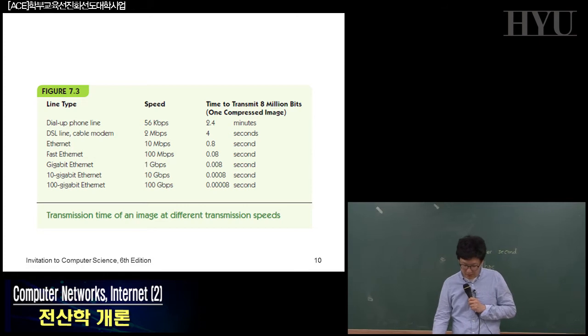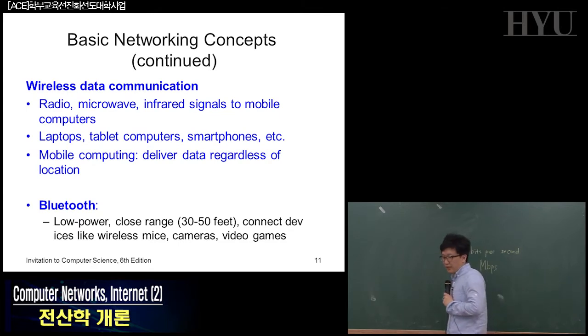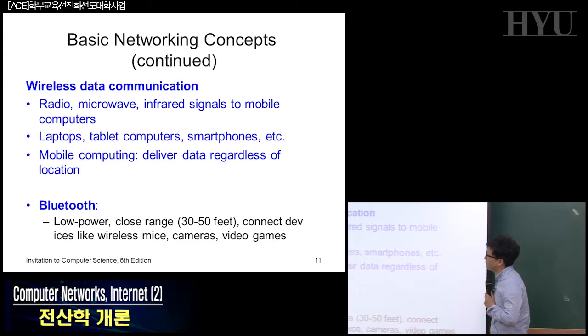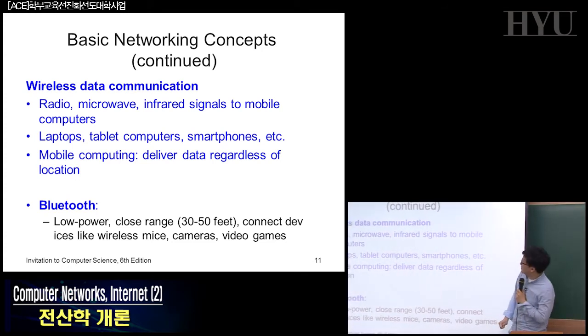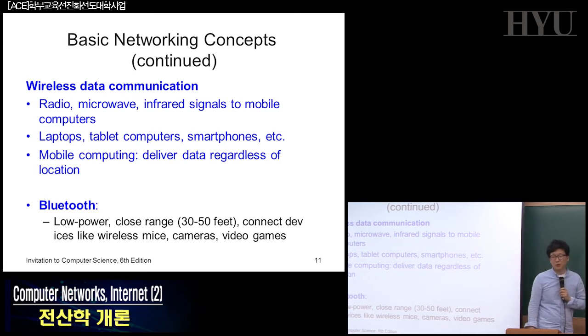So this is quite common. We know what it is. And there are other types of wireless data communication too: radio, microwave, infrared signals to mobile computers, which you all have if you have a smartphone.